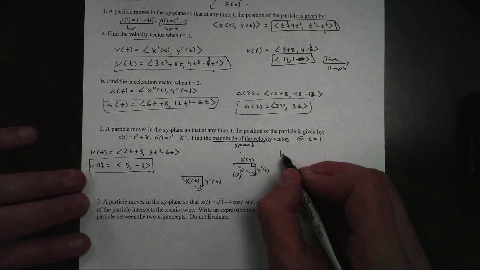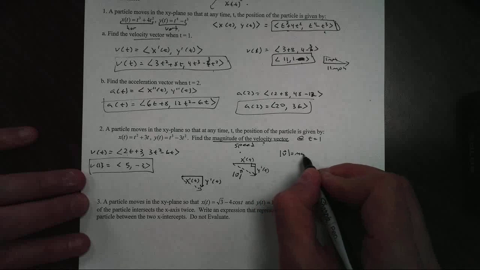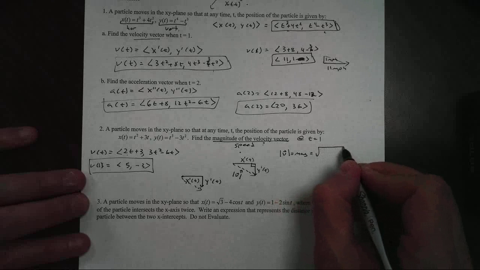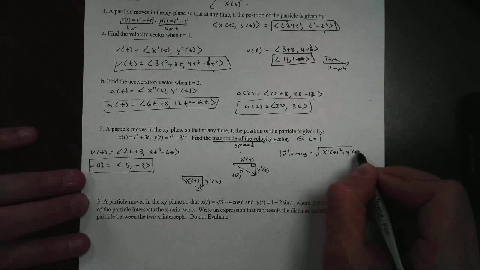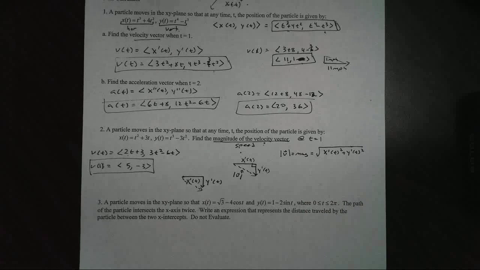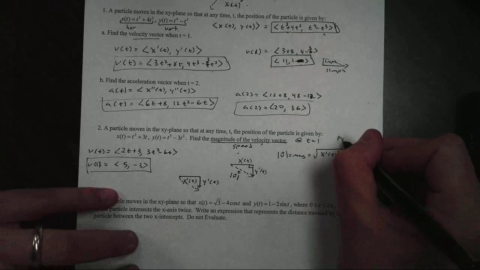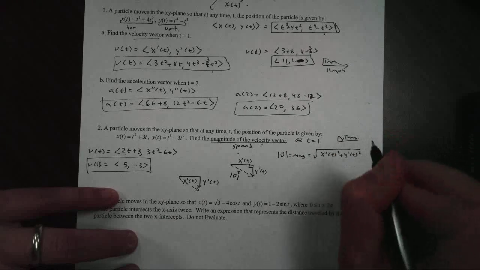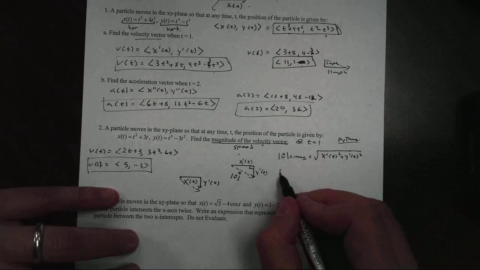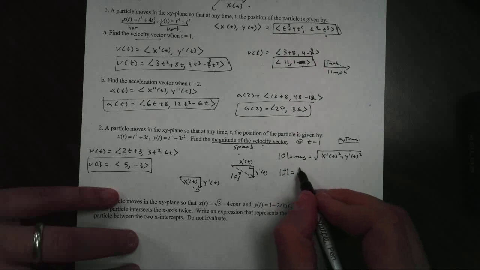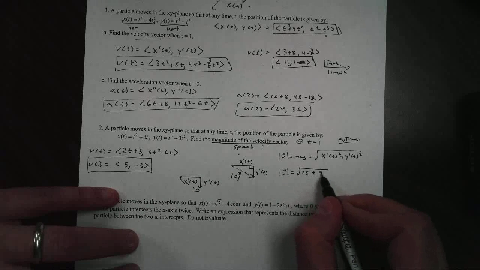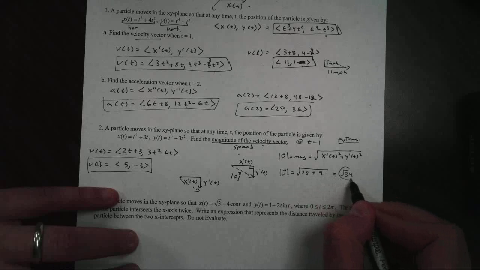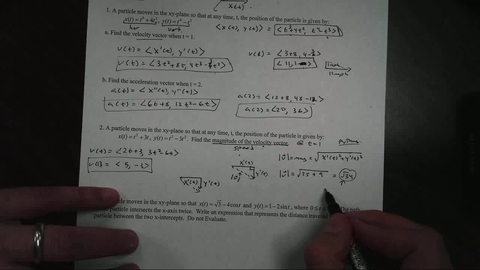So we say that the magnitude of the vector is just the square root of x prime of t squared plus y prime of t squared. It comes from the Pythagorean theorem. That Pythagoras, he knew a lot. So to get the magnitude, therefore, all I have to do is 5 squared, which is 25, plus negative 3 squared, which becomes 9, I get the square root of 34. So this is the magnitude, or sometimes called the speed of the particle.